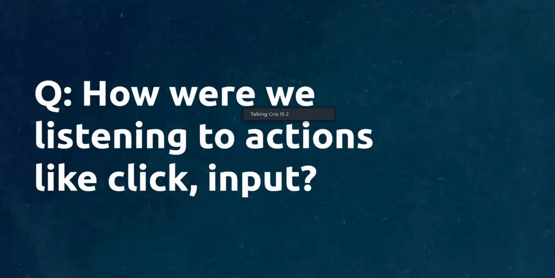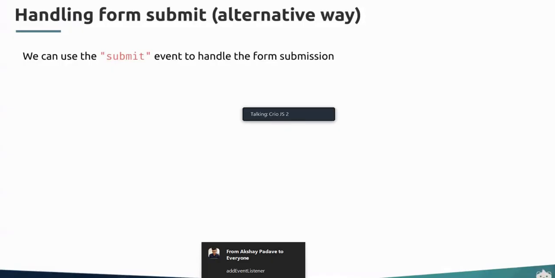So how are we listening to actions like click and input? How do we actually listen? Exactly, an event listener. We attach event listeners and check on that event, and when that event is triggered or fired, we do something, right? Like we had click and input. Similarly, submit is another event.